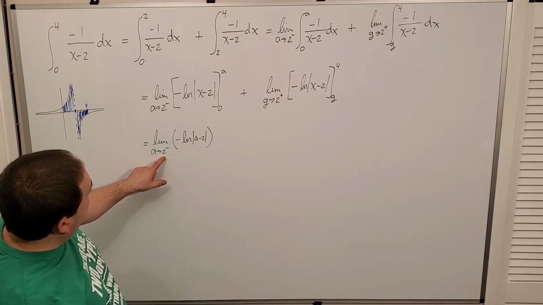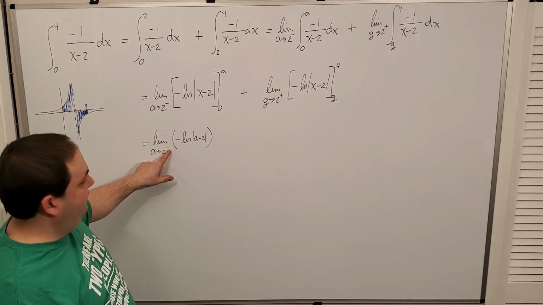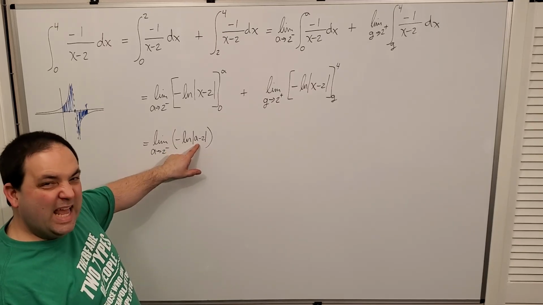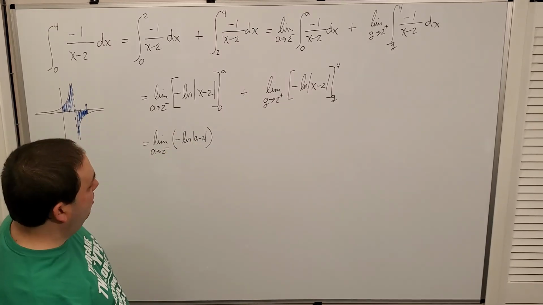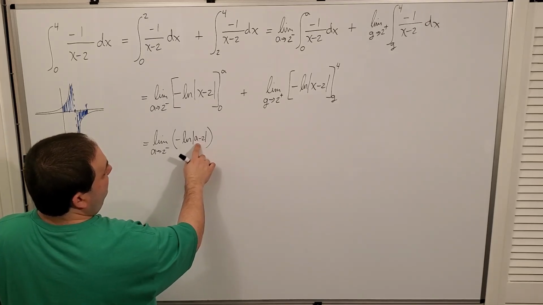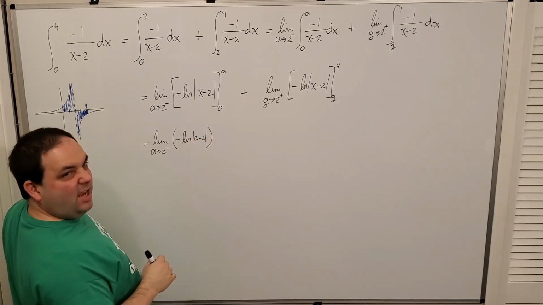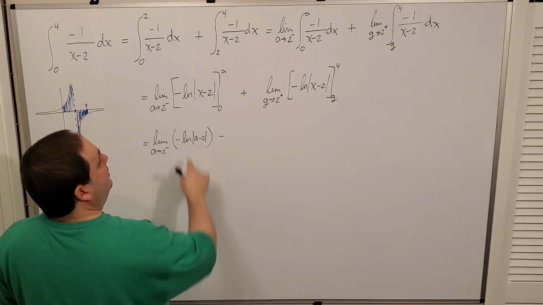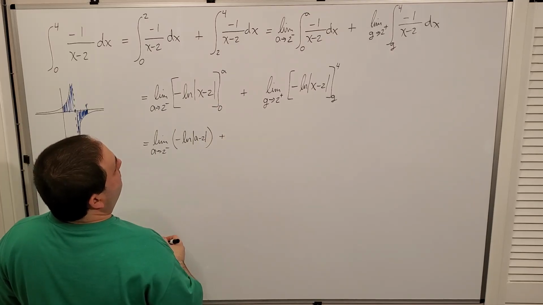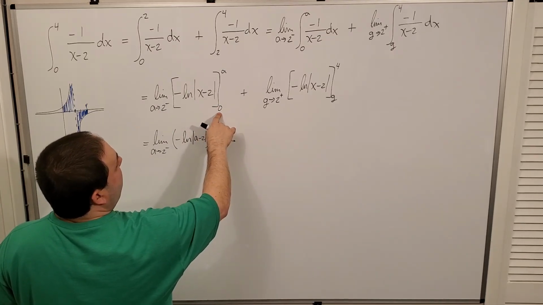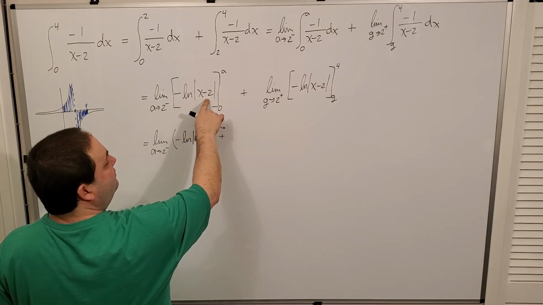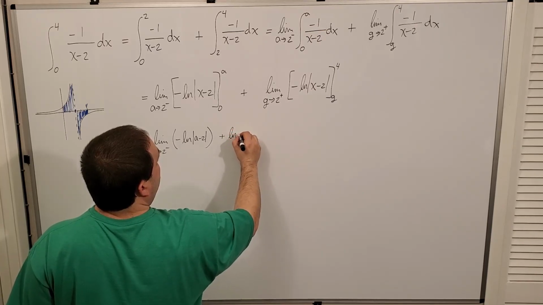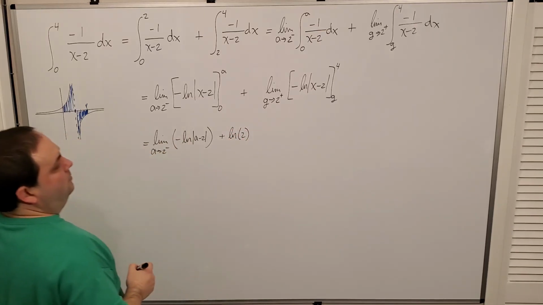Now, okay, this is approaching 2 from the left. So right here, a minus 2, a is going to be something less than 2. Okay, and be careful. So the absolute value here is actually necessary. It's actually absolutely necessary. Minus negative, so it's plus. And then if I were to plug in 0, I'd have the ln of negative 2. But absolute value, so it's just the ln of 2.